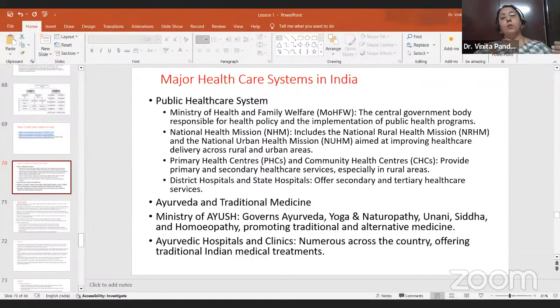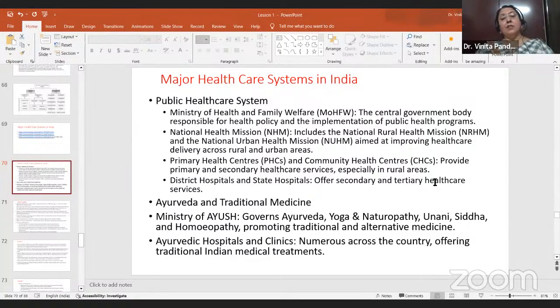We can talk about the Ministry of Health and Family Welfare, which is the most important. The most important nodal agency is the Ministry of Health and Family Welfare, which is a central government body, and it is responsible not only for policy formulation but also its implementation.